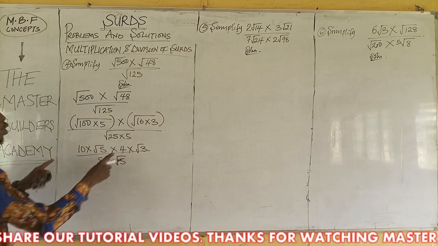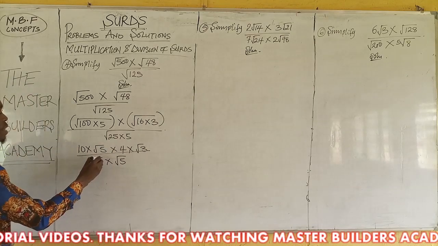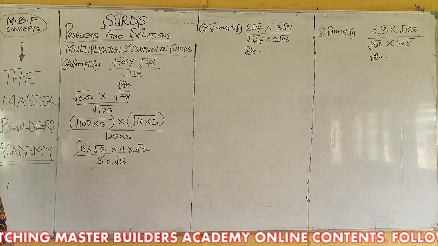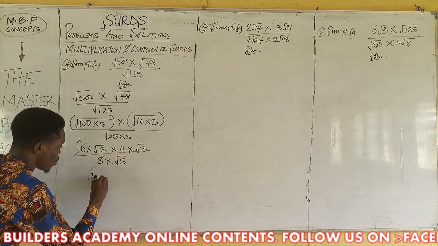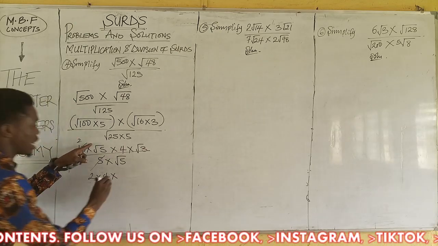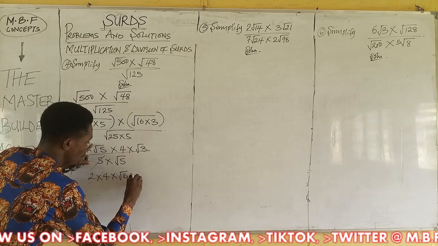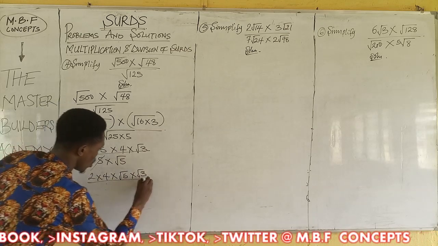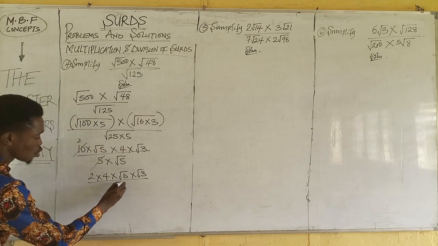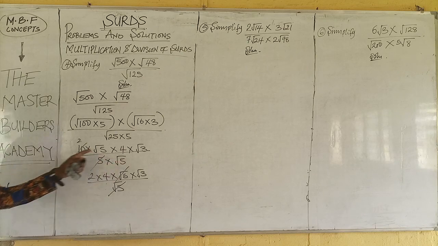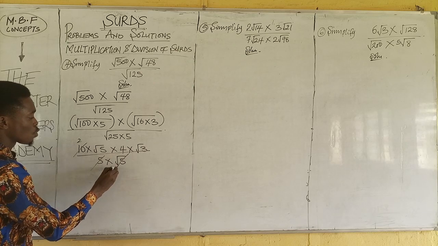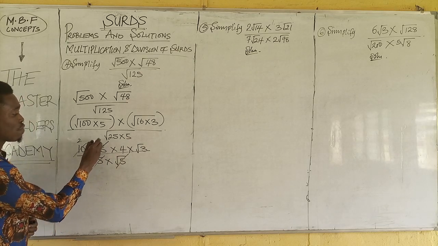Now the next thing we quickly do is to multiply out the numbers, or you can simply say this goes into this, and this would have given us 2 because 10 is divisible by 5. So automatically we are going to now have 2 times 4 as the whole number at the numerator, then times root 5 times root 3 all over root 5. Also, we know that root 5 can take care of root 5. We would have even cancelled that here. Root 5 divided by root 5 is 1.